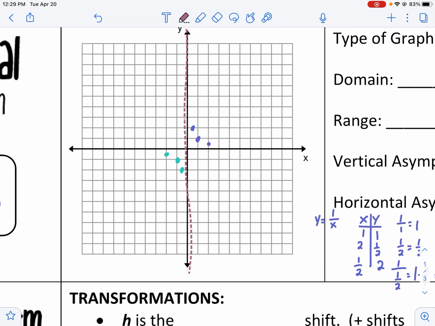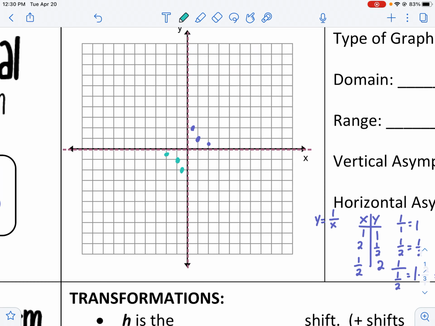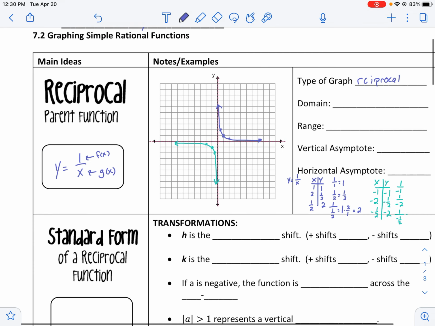If we would draw those in, the vertical would be right here. Let's try that again. Hold on. So our vertical asymptote would be right here. Our horizontal asymptote would be right here. And then, if we connect the dots and make sure we hug the asymptote lines, we can draw this graph. It's like this. And then on the other side, it'll look like this. And there's our graph.